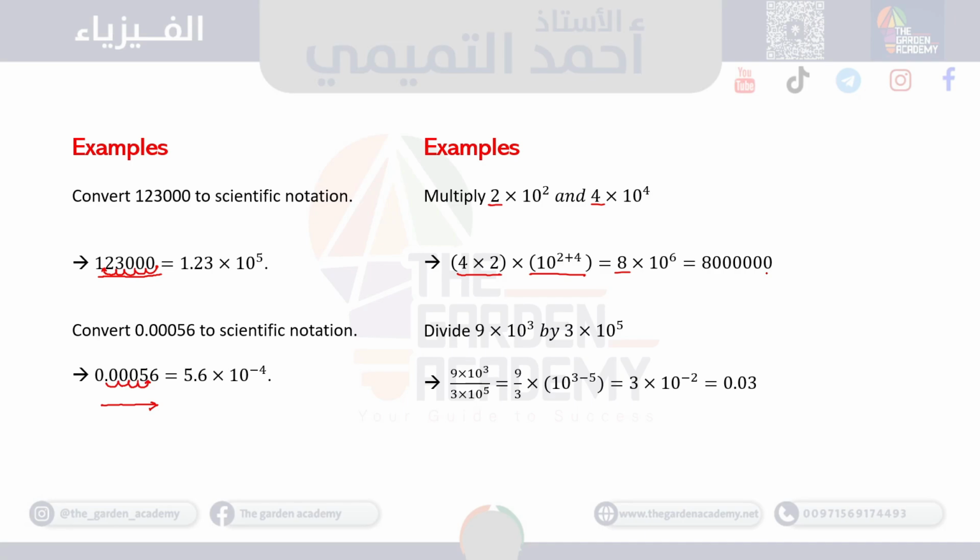Finally, let's see how we can divide 9 times 10 to the power 3 by 3 times 10 to the power 5. Again, the same thing we do. We divide the coefficients, and then we divide 9 by 3, and then we multiply by 10 to the power. Here we have 3, and here we have 5. So we say 10 to the power 3 minus 5. Of course, we know that 9 divided by 3 will give us 3 multiplied by 10 to the power 3 minus 5, which is equivalent to 10 to the power negative 2. Of course, we can write it down in the number form. Just move the decimal point to the left by 2 digits. What will we have? 0.03.